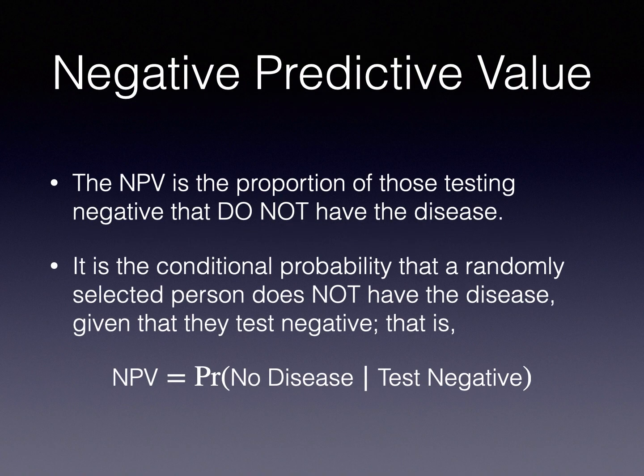Now, the negative predictive value, the NPV, is the proportion of those testing negative that do not have the disease. Expressed in terms of conditional probability, the negative predictive value is the conditional probability that a randomly selected person does not have the disease given that they test negative. And so we see that notationally down below. The NPV is equal to the probability, and this is a conditional probability, that the person does not have the disease given that their screening test came back negative.